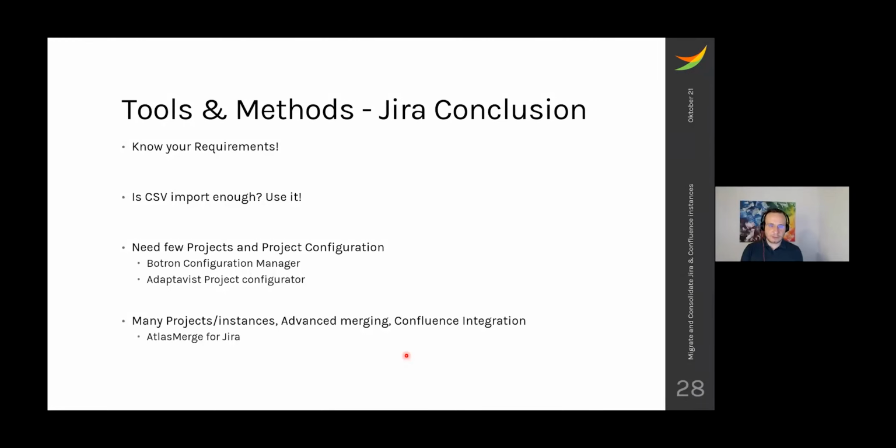So, conclusion. I know I promised a decision tree, but I tried it and it didn't fit on slides. So I did a very simplified decision tree here. The most important thing is know your requirements, talk to your users, talk to your administrators. There's often also political problems with if there's 2 Jira instances, you need to clear that up before starting a project.